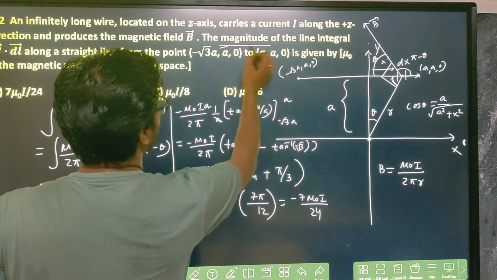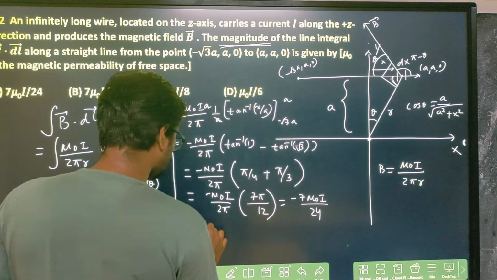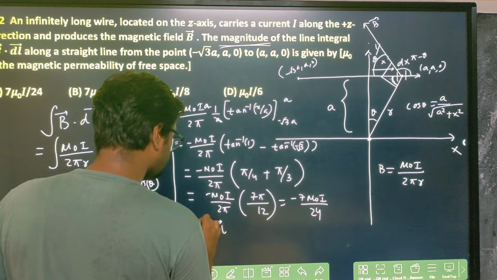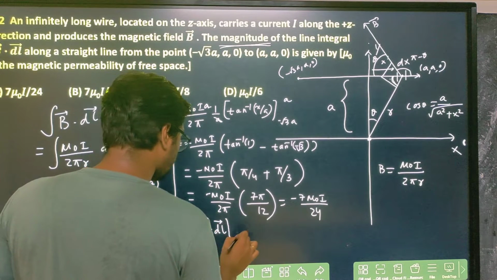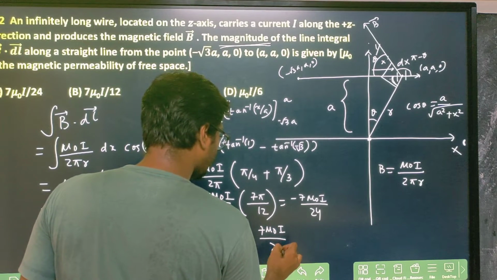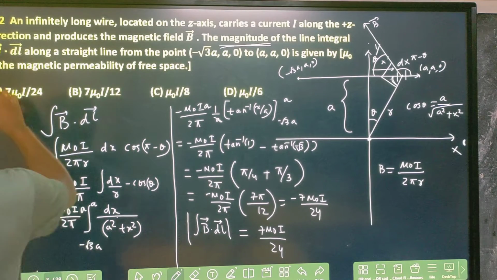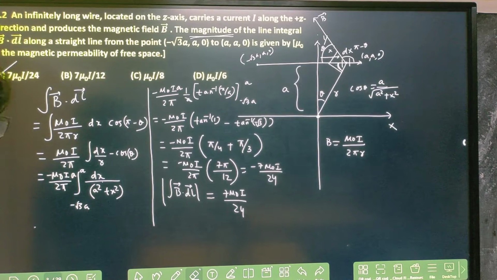magnitude. So if they are asking magnitude, you just take the mod here. Mod will be obviously integral of B dot dl, mod will be obviously 7 mu naught I by 24. So this way you can calculate. So A option is your correct option. Let's go to the next question.